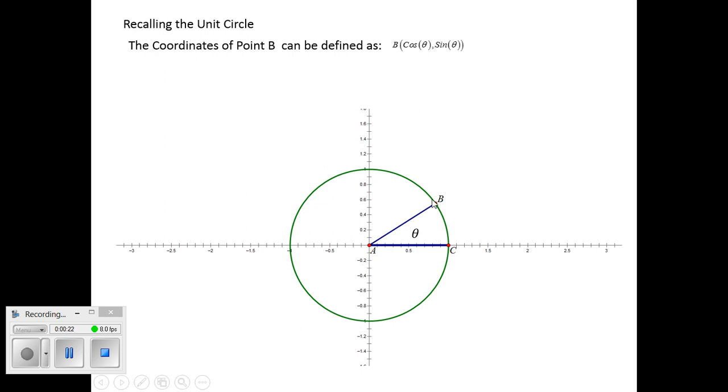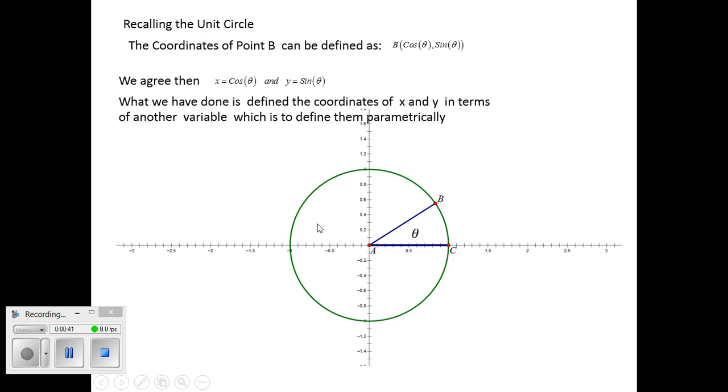So in other words, we found that the coordinates of this point were synonymous with the following. X was equal to the cosine of the angle theta. Y was equal to the sine of the angle theta, regardless of where this point was. First quadrant, second quadrant, third quadrant, fourth quadrant, regardless.